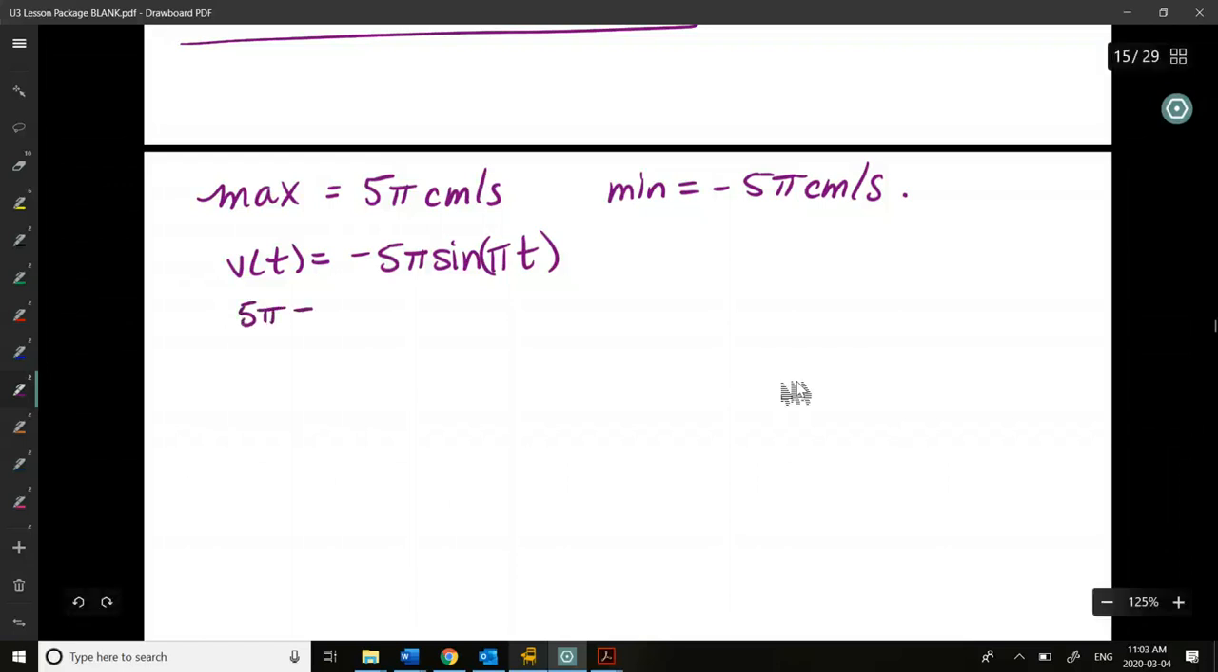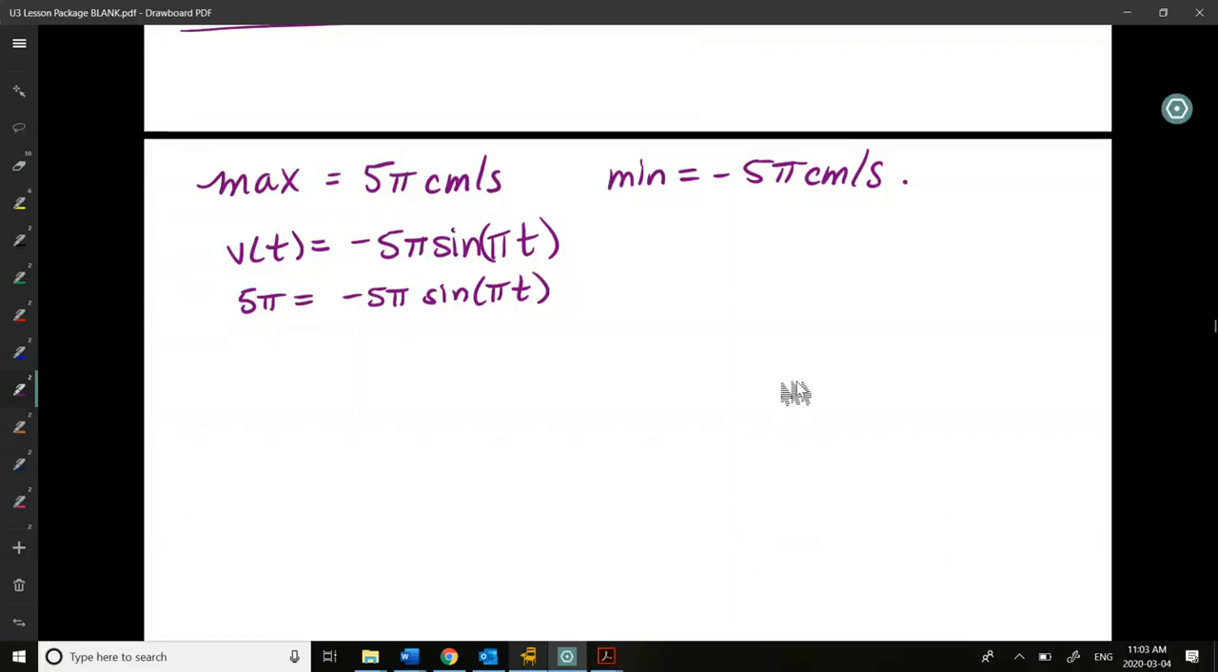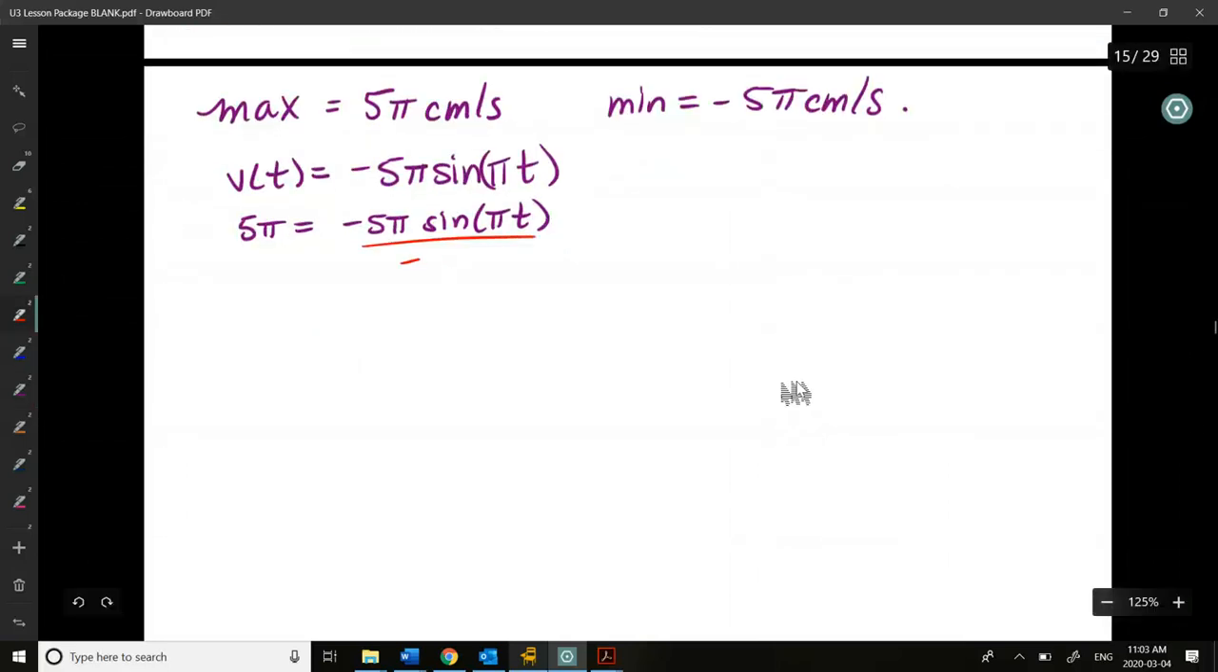So let's say we're solving for the maximum here. You're going to solve for the time when that occurs. So really, it's kind of like the opposite of what we just did with calculus. With calculus, we found the times first, and then we plugged them into the velocity function to figure out the maximum and minimum velocities. Here, we find the max and min velocities, and then we have to solve for the times that make that happen. So you're going to divide out the negative 5 pi. You will get negative 1 over here.